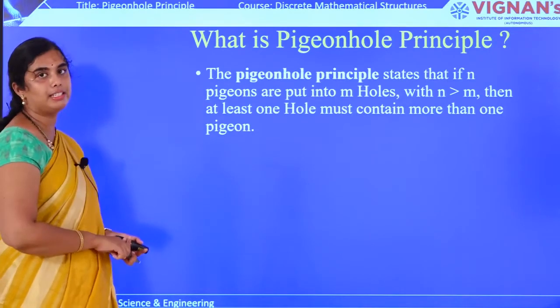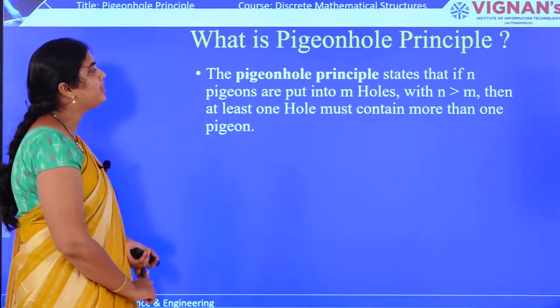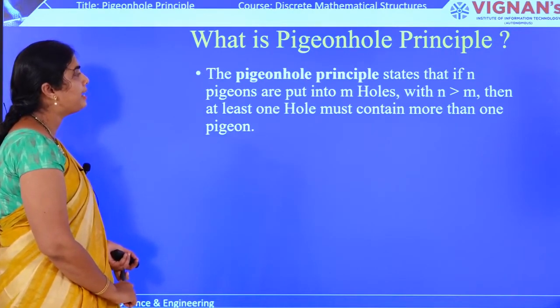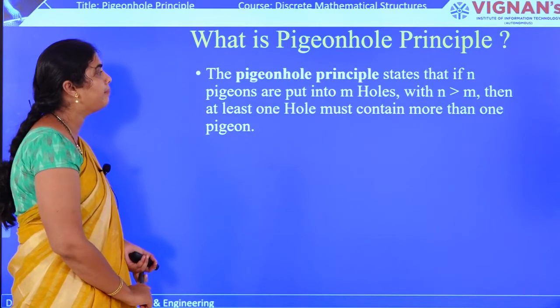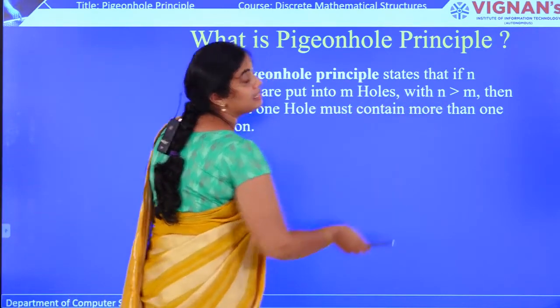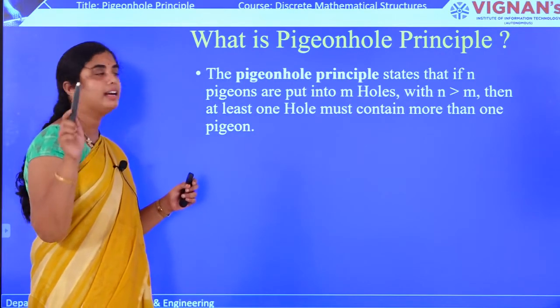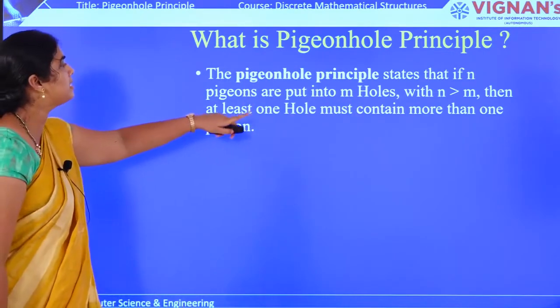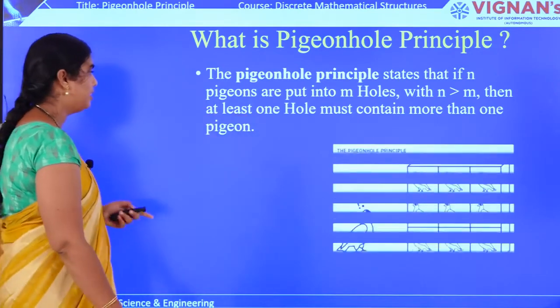The last topic of this session will be the pigeonhole principle. The pigeonhole principle states that if n pigeons are put into m holes, provided that n is greater than m, that means the number of pigeons is greater than the number of holes, then at least one hole must contain more than one pigeon.